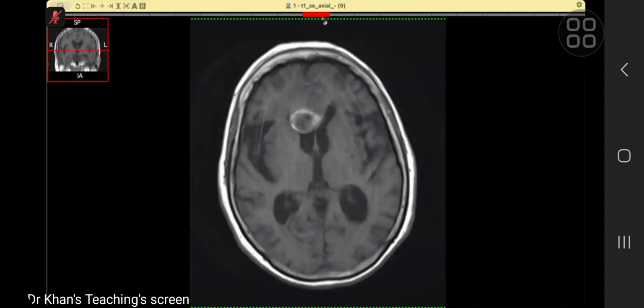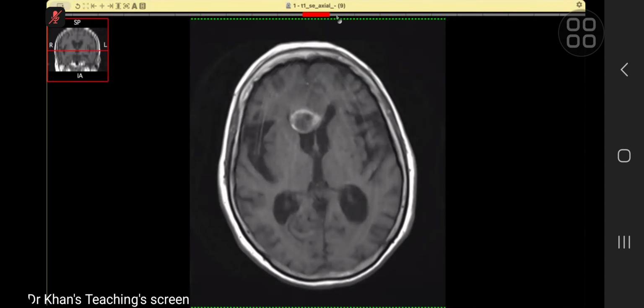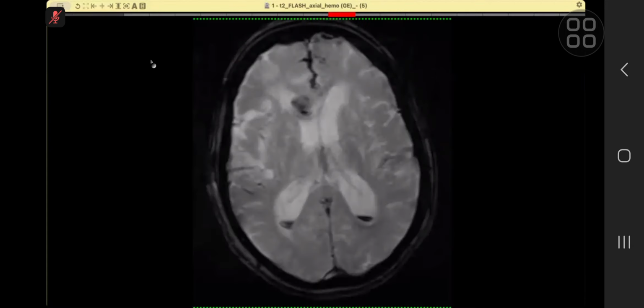I would also like to see MR angio images if it was done. MR angio was not done. Okay. Any other thing you want to see? Any other sequence you want to see? SWI, sir. T2 star is there. Yes.